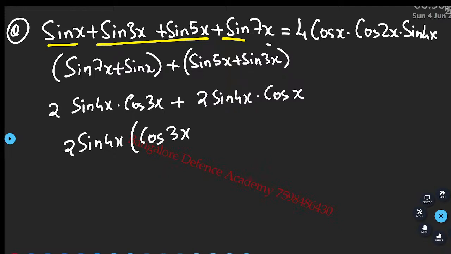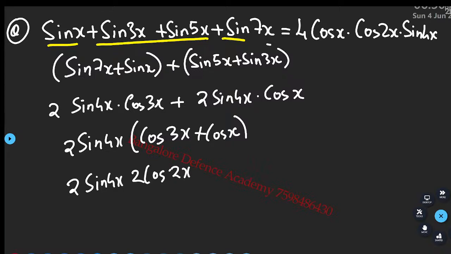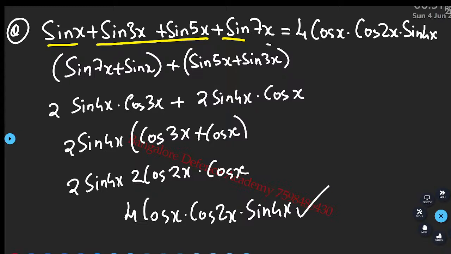You have cos 3x plus cos x. Now what is cos c plus cos d? Tell me, look at the formula and tell me. Cos c plus d by 2. That means 4x, that means 2 cos 2x into cos x into cos x. 2 into 2, how much is that? 4. So now I write 4 cos x into cos 2x into sin 4x. You got the answer. That's it. Did you get the right hand side?